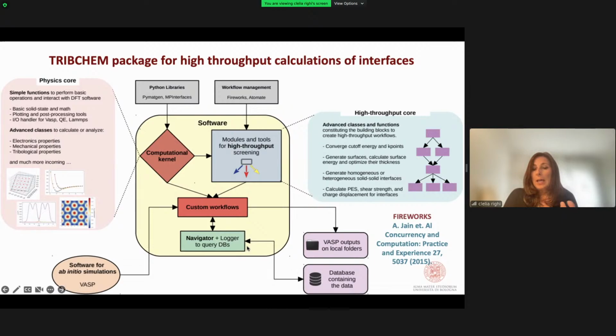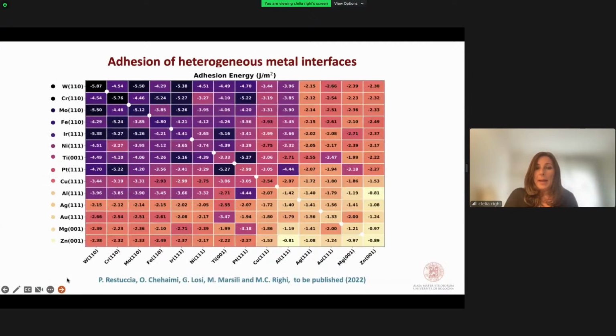So we devoted a lot of effort in developing this navigator for managing the data and also the provenance of the data. Okay, so we applied this software to calculate the adhesion of heterogeneous interfaces. We started by considering metals because they are technologically relevant.